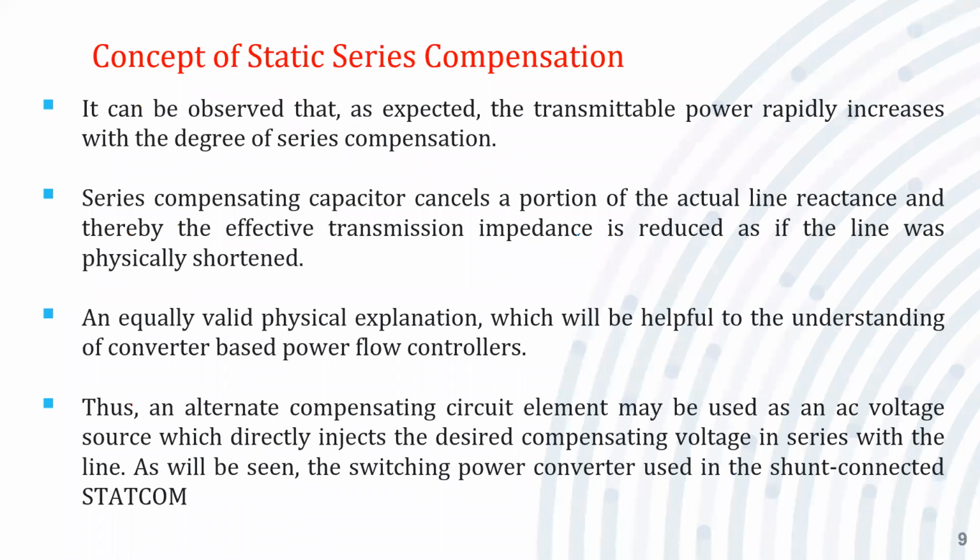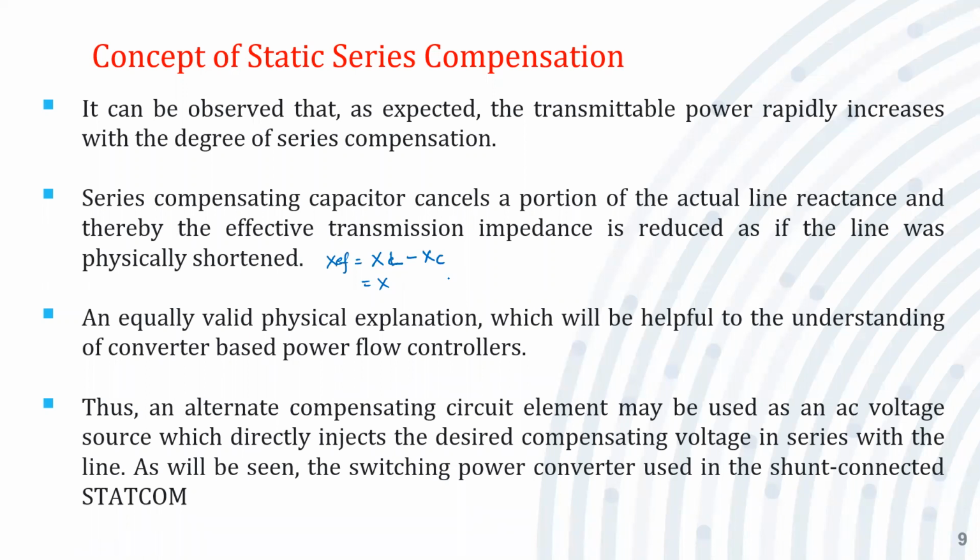The series compensating capacitor cancels a portion of the actual line reactance, and thereby the effective transmission line impedance is reduced, as if the line were physically shortened. So what does it mean? It means that the effective reactance X effective is the difference of the capacitive reactance and the inductive reactance. For example, for a 400-kilometer transmission line, there is some particular value of reactance without any compensation. If a series capacitor is introduced, it will decrease the effective reactance. It means that virtually we are reducing the distance between two substations, so it will shorten the physical length of the transmission line.